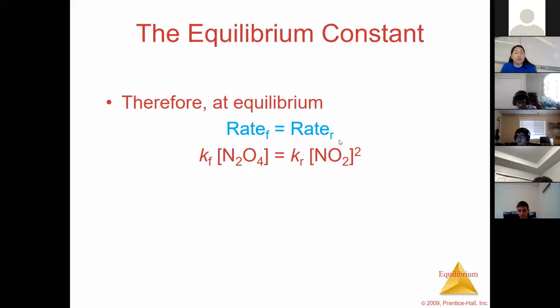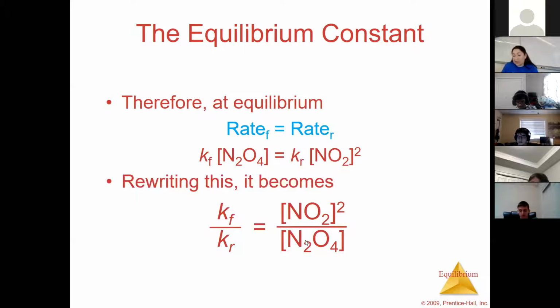Right? The rate of the forward equal to the rate of the reverse. Here's your rate law for the forward, here's your rate law of the reverse, we set them equal to each other. If we rearrange this and get all the k's on one side, it becomes this. And this ratio of these guys, we just now call that an uppercase K, or the equilibrium constant. And it's always equal to your concentration of your products over your reactants at equilibrium.